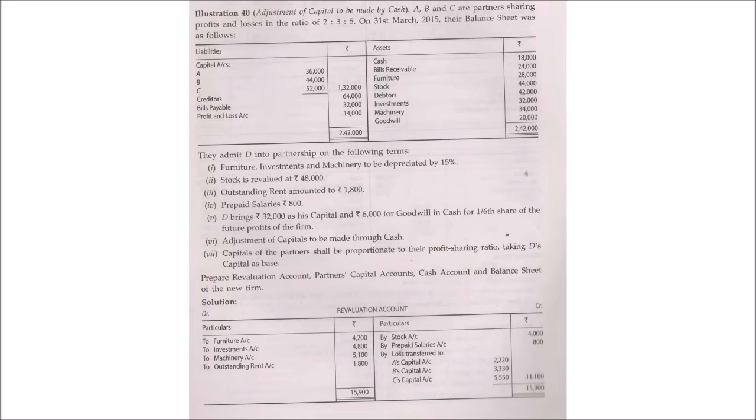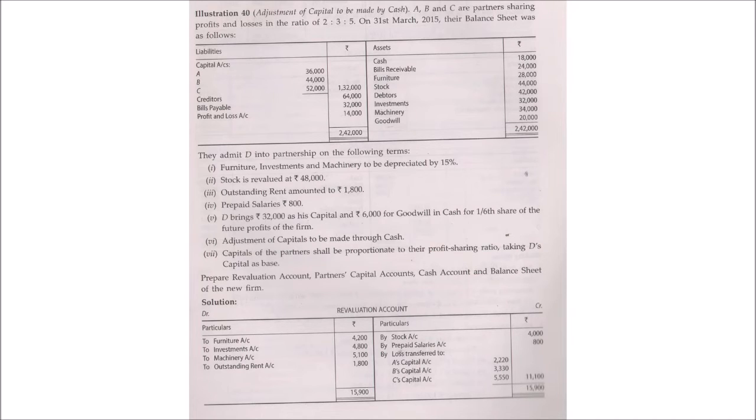So come to the debit side of revaluation account. To furniture, 4,200. To investment, 4,800. And to machinery account, 5,100. That is the first adjustment. Second, stock is revalued at 48,000. Compare the new value and old value. New value is 48,000. Old value in the balance sheet is 44,000. So it is a profit. Coming to the credit side of the revaluation account. By stock account, 48,000 minus 44,000 is equal to 4,000.